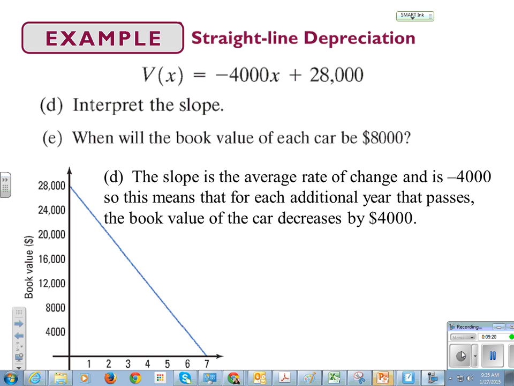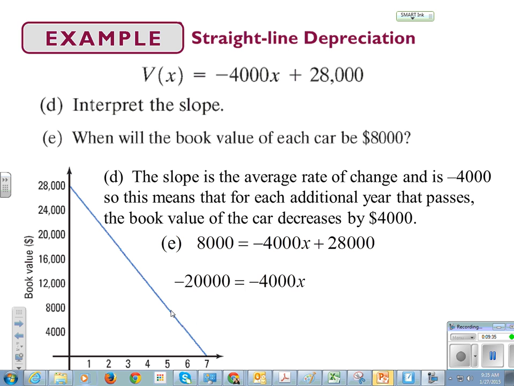When will the book value of each car be $8,000? We look over at our graph. 8,000 happens, looks like year 5, but we can solve our equation for that. When we plug in 8,000 for y and solve for x, we get 5.